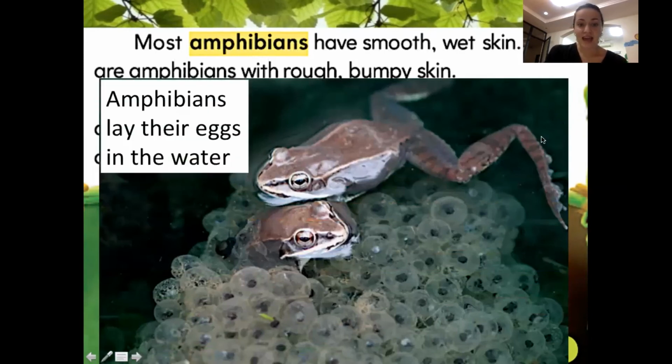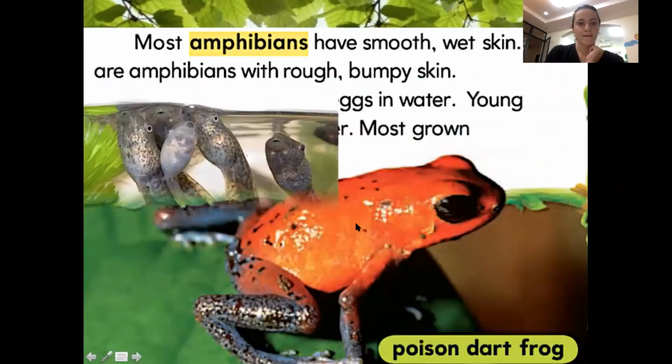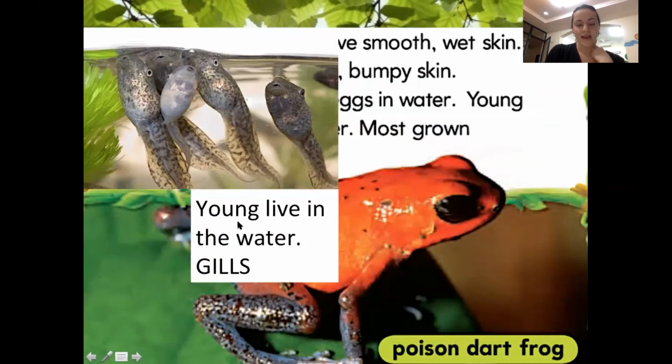Here we see, can someone read this box right here for me? How about Taylor? Can you? Amphibians lay their eggs in the water. Very good. Here we see all their jelly-like, their squishy, squishy eggs in the water. Here we have a young amphibian that lives in the water. They have gills to breathe oxygen.